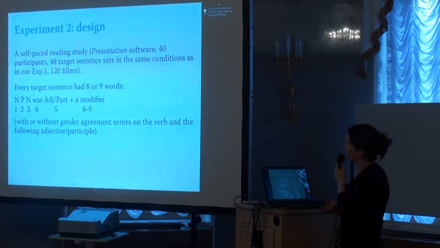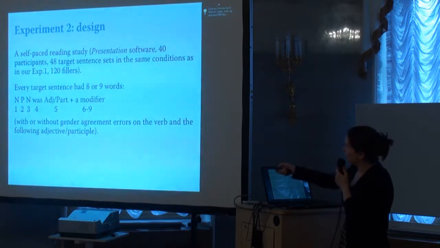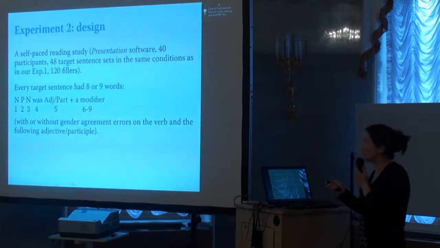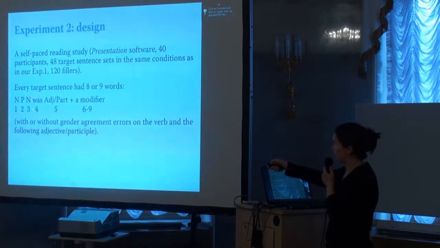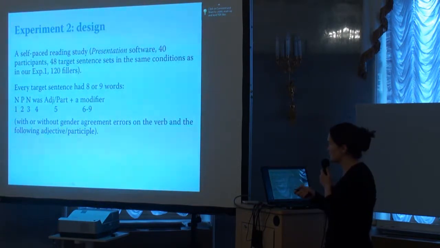So we did a self-paced reading study with 40 participants, and our target sentences had 8 or 9 words, and they all had the same type of structure. Noun, preposition, noun as the subject noun phrase. So this is the head noun, this is the preposition, this is the dependent noun, a potential attractor. Then the verb to be in the past tense, and then adjective or participle.